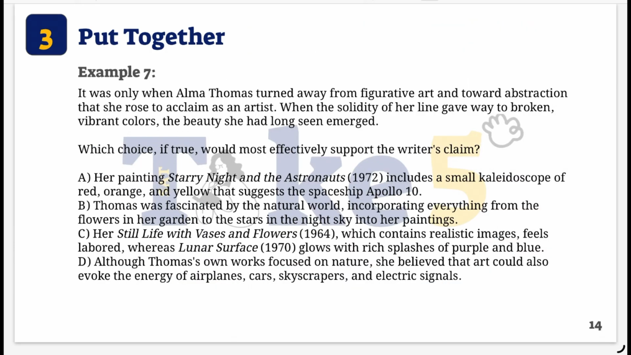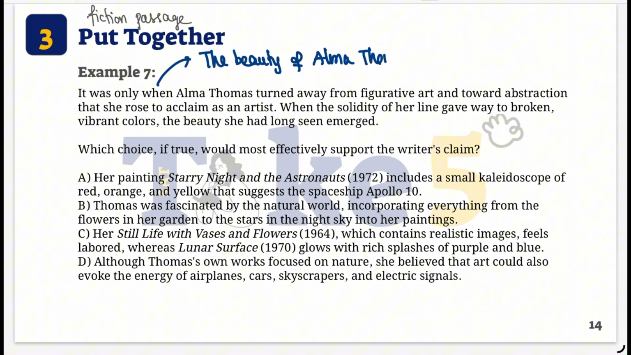For our last two examples, we will try fiction passages where you are asked to find textual evidence to illustrate a writer's claim. This type of question does not use as much challenging language as the poem question, but the skill to extract literal meanings from rhetorical means is the same. What is the writer's claim? That the beauty of Alma Thomas's work emerged when she moved away from figurative art and began to work abstractly.